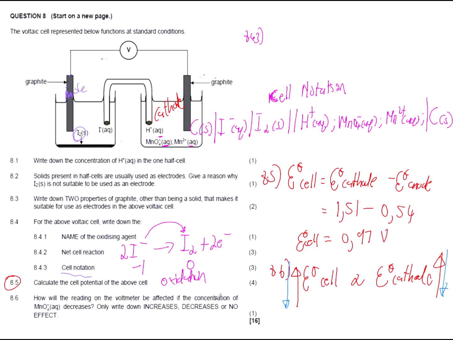Which is what they told us here. The concentration of MnO4 minus decreases. So that means what will happen to the E cell? It also has to decrease. So it decreases, right? Okay, so that's it, guys. So all of this for 16 marks. Right, let's see another question.